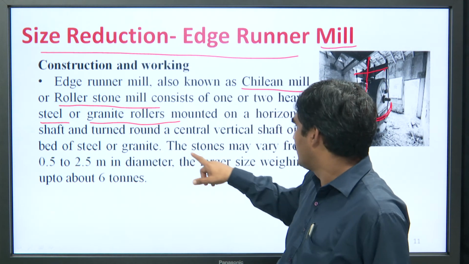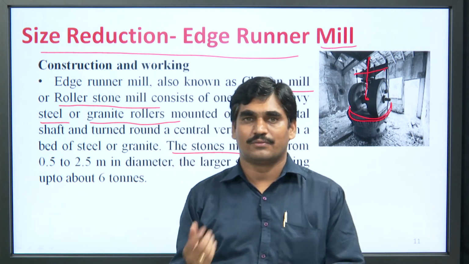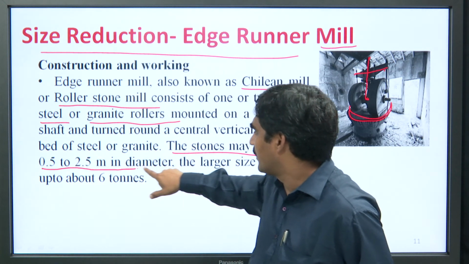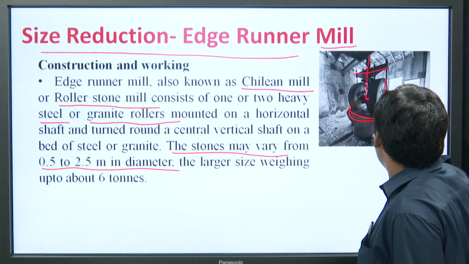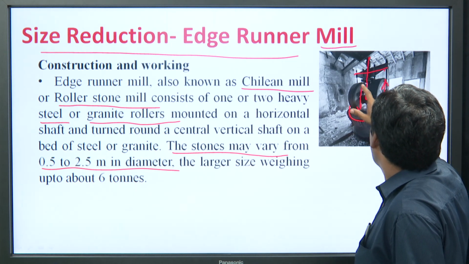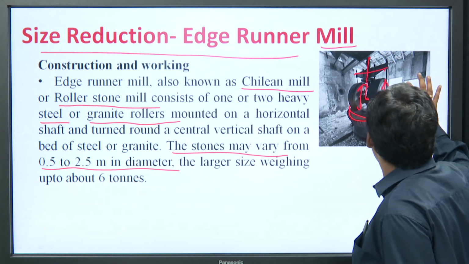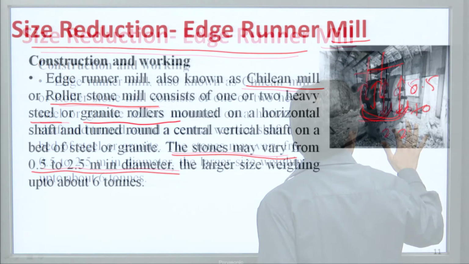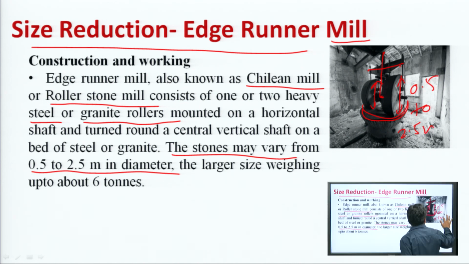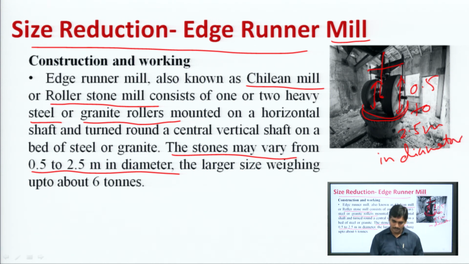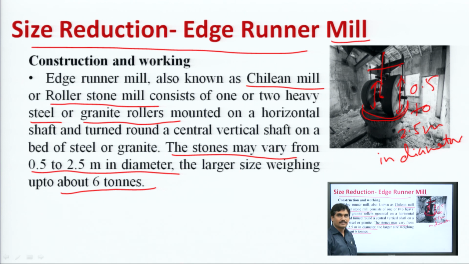The stones may vary from 0.5 to 2.5 meter in diameter. That means the size of this roller may be 0.5 to 2.5 meter in diameter. The larger sized roller mills weigh up to about 6 ton.